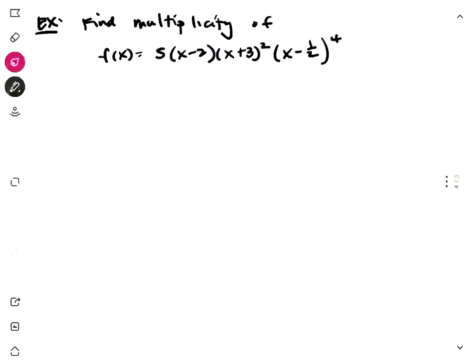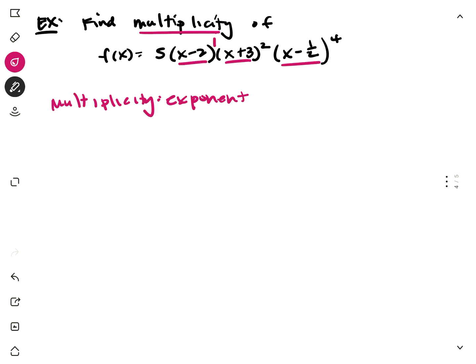Okay, this one is asking us to find the multiplicity. So the multiplicity is for each of these zeros, in parentheses, what is the exponent on it? So the multiplicity means the exponent. Okay, so for x minus 2, there's no exponent there, so it's going to be a 1. X plus 3 is 2. X minus half is 4.